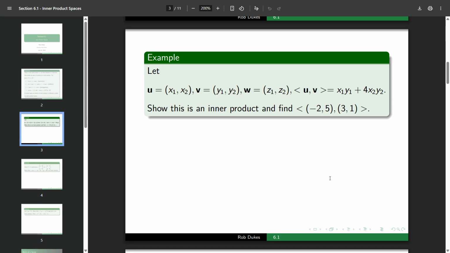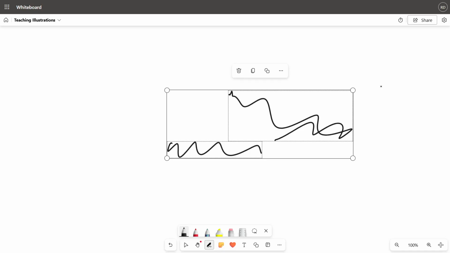Let's say we have vectors in R2, and we're going to define this operation: <u,v> is x1y1 plus 4x2y2. So we multiply the first two, we multiply the second two, and then multiply that by 4, and then we add them both together. Without that 4, this would just be the dot product. We're going to show this new version also qualifies as an inner product. So let's see how we do that.